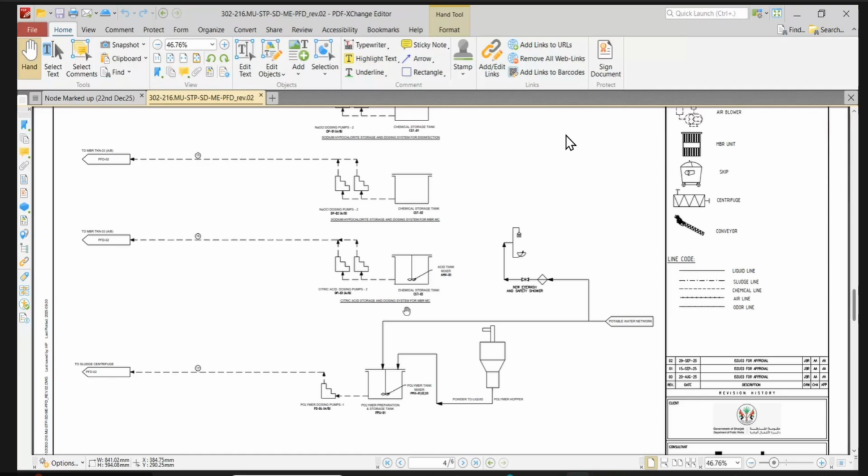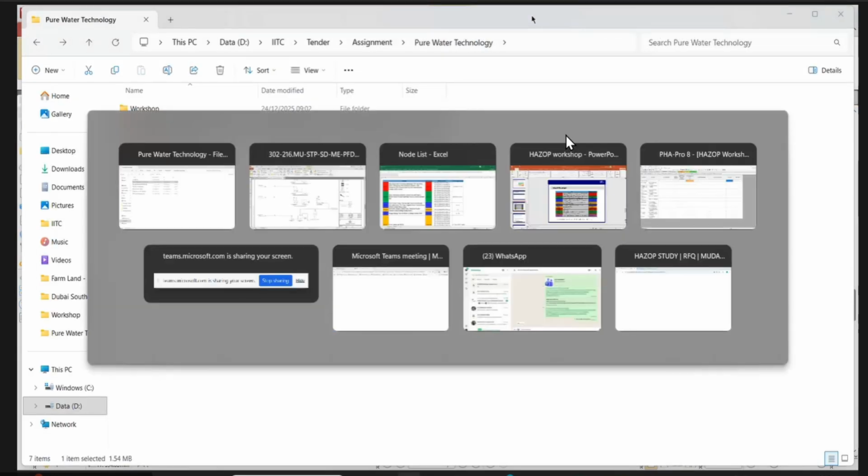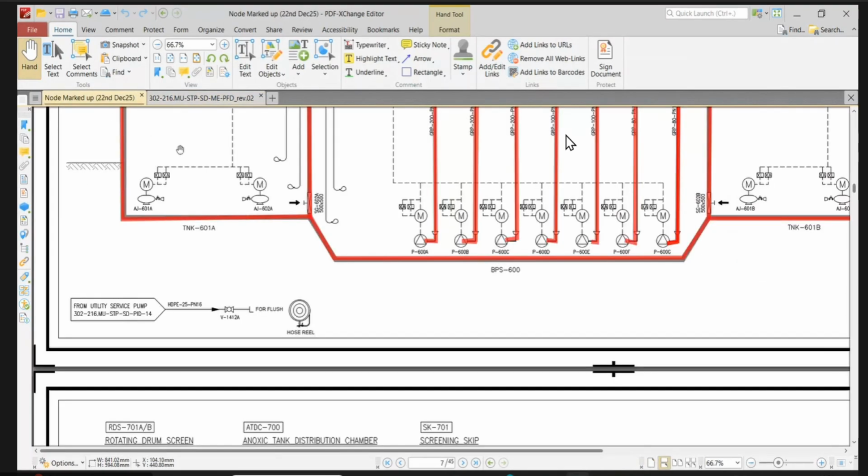Okay, guys, I believe Ahmed has explained very, very well, and you do not have any question. If you have any question anytime, please raise your hand. So now let us go back to the node markup.